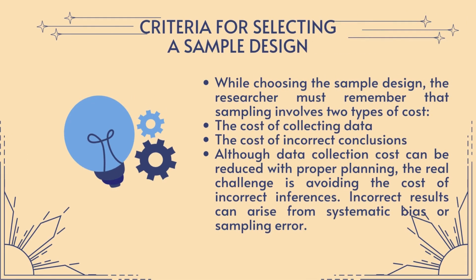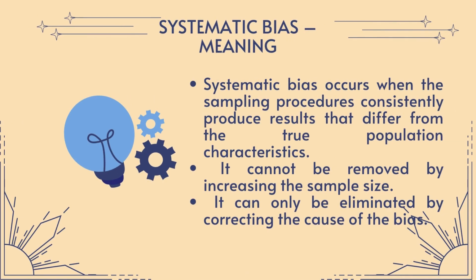Now, the criteria for selecting a sample design. While choosing the sample design, the researcher must remember that sampling involves two types of cost: the cost of collecting data and the cost of incorrect conclusions. Although data collection costs can be reduced with proper planning, the real challenge is avoiding the cost of incorrect inference. Incorrect results can arise from systematic bias or sampling errors. So, what is systematic bias? Systematic bias occurs when the sampling procedure consistently produces results that differ from the true population characteristic. It can't be removed by increasing the sample size. It can only be eliminated by correcting the cause of the bias.